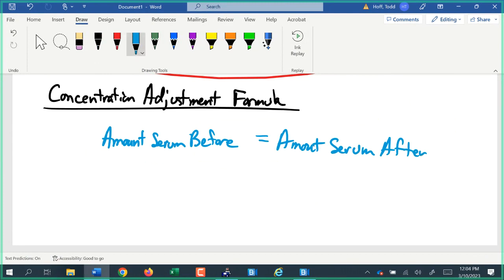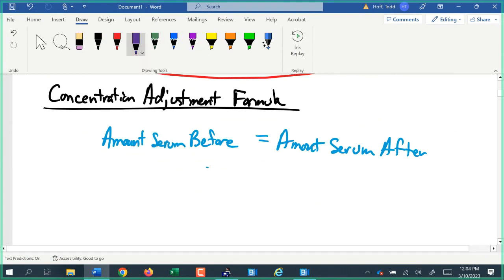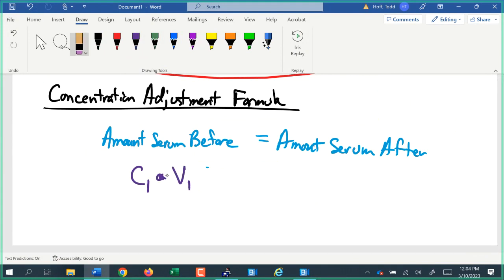And the formula, remember, the amount of serum before is the concentration times the volume. So we're going to go C1 times V1, where C1 is the concentration before, V1 is the volume before. That gives the amount of serum or active ingredient before it's diluted. And that has to equal the concentration after, which we're going to call C2, times the volume after, which we'll call V2.